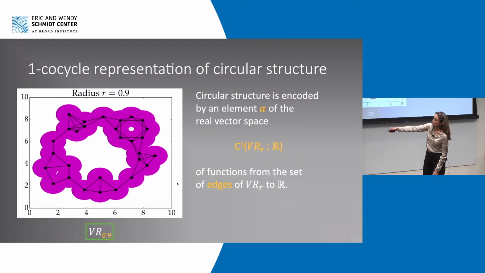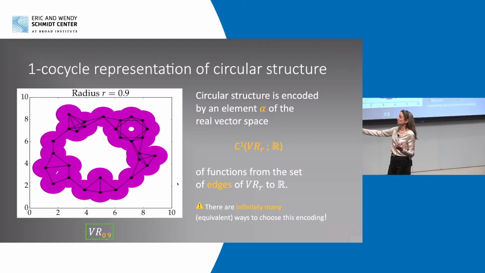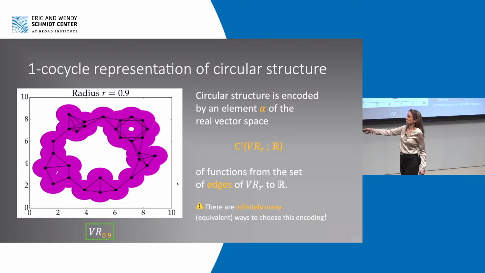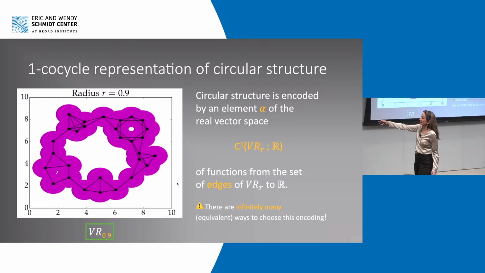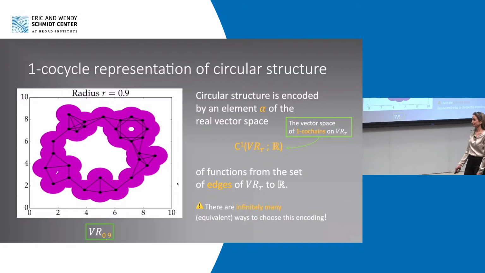And we can make a specific choice of an element there that encodes this circular structure. There are actually infinitely many equivalent ways of choosing this encoding. And in the end, I will provide you with a way of making a specific good choice of encoding this structure by a particular choice of a function from the edges to the real numbers. And so this vector space here we call the vector space of one cochains. That's just the mathematical language we use on this set of edges. So this is the standard way of encoding this kind of circular structure that shows up.